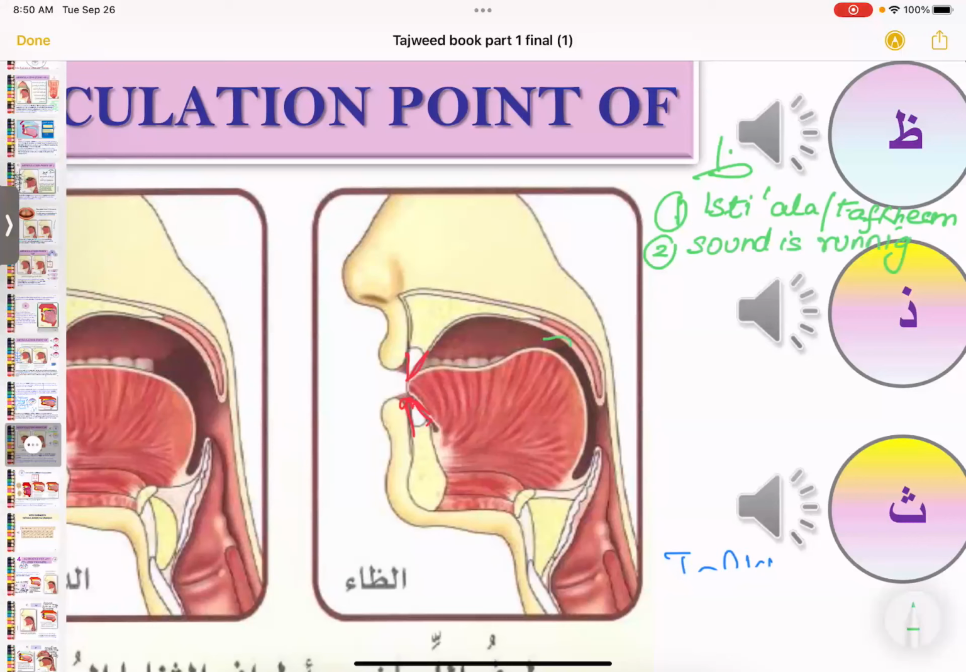The sound is running in Dod. Okay, and Do has no air. Keep in mind Do has no air. So if you make hums on Wa, you're not doing it right. There is no air in the sound of Wa. This is very important, and it's a very common mistake we make: we add air when we pronounce the letter Wa.